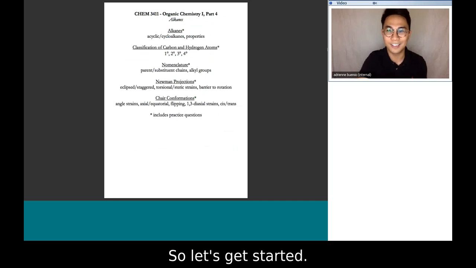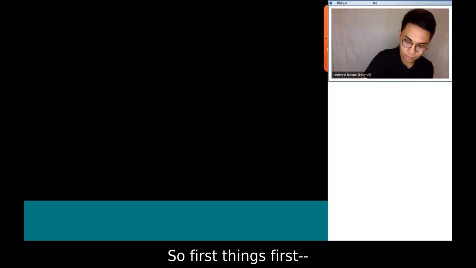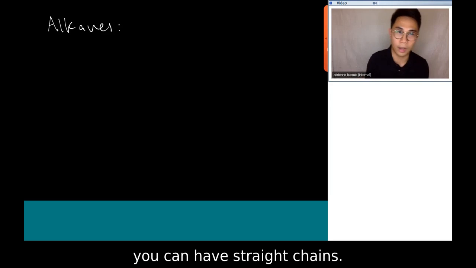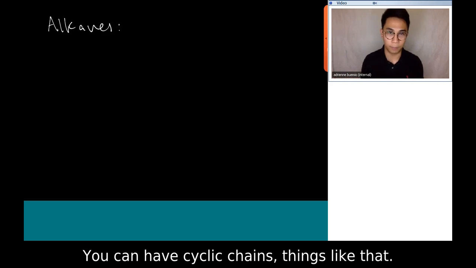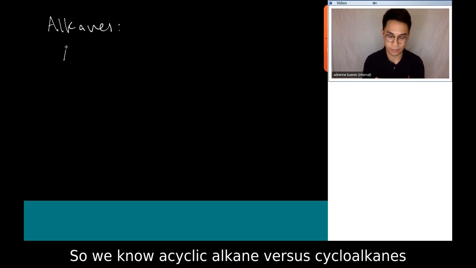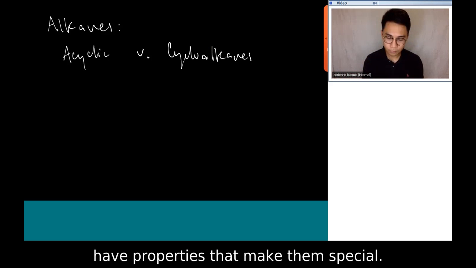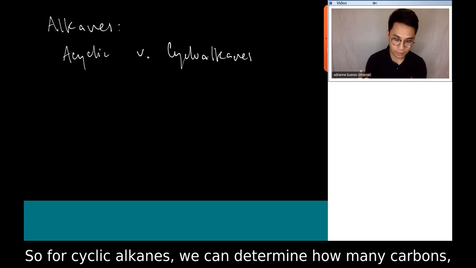Okay, so let's get started with alkanes. So first things first, alkanes. You guys probably already know you can have straight chains, you can have cyclic chains, things like that. So we know acyclic alkanes versus cycloalkanes have properties that make them special.